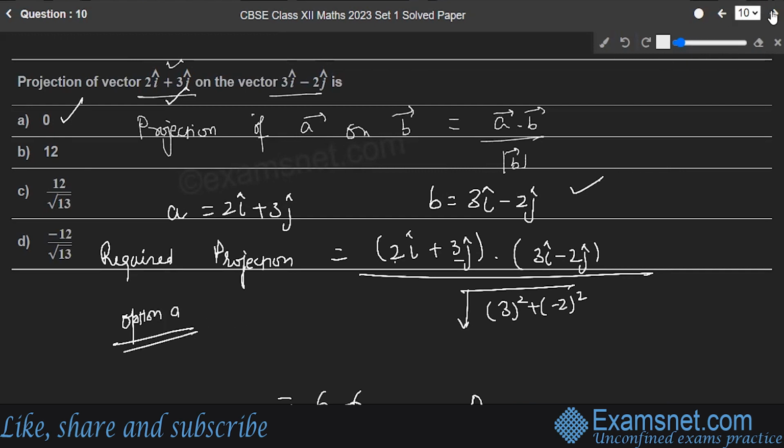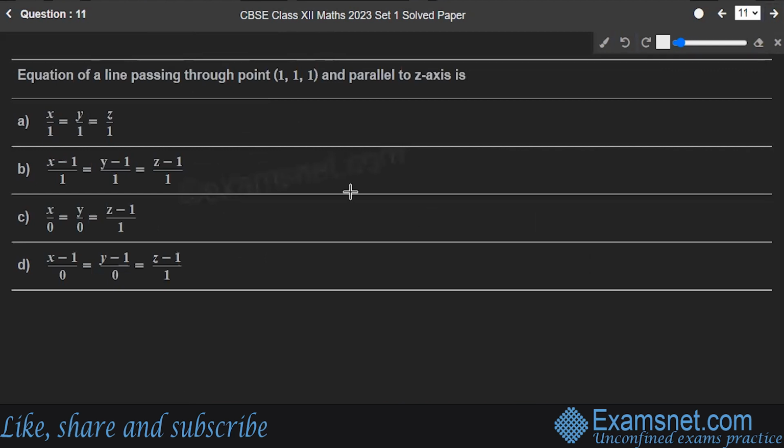Hope you understood this question. Let's move to the next question, number 11. Equation of the line which is passing through (1, 1, 1) and parallel to z-axis is? So you have to find the equation of the line which passes through (1, 1, 1) and is parallel to z-axis.